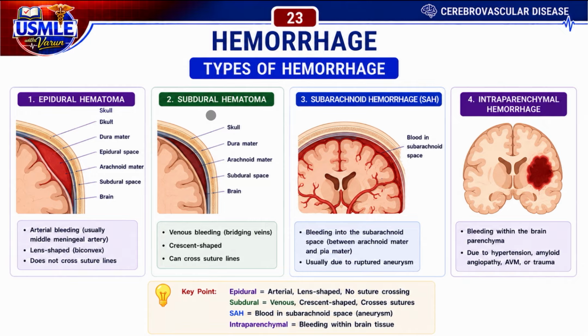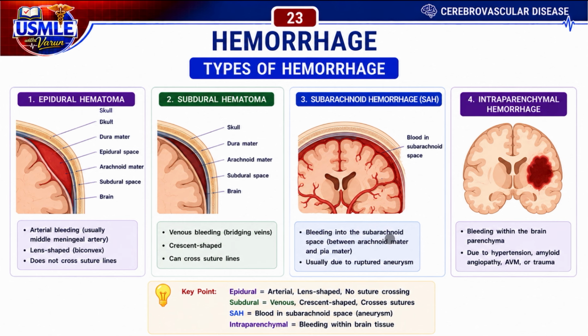Each of these hemorrhages usually has distinct causes and imaging features. Epidural hematoma is an arterial bleeding, usually the middle meningeal artery. It's usually lens-shaped, biconvex, and it does not cross the suture lines. Coming to subdural hematoma, it is associated with venous bleeding. It involves the bridging veins more commonly. It's usually crescent-shaped and it can cross the suture lines.